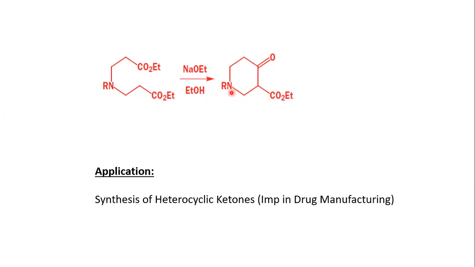These kinds of heterocyclic ketones are important intermediates for drug manufacturing. A lot of drugs used in pharma products tend to have these kinds of cyclic structures with a heteroatom. For the manufacture of those kinds of drugs, this Dieckmann condensation is quite important. So this was one of the applications of Dieckmann condensation.